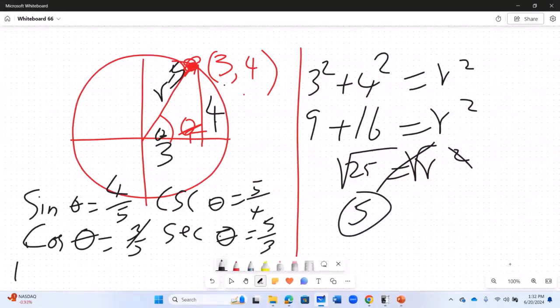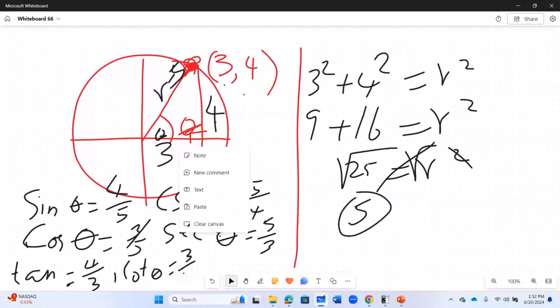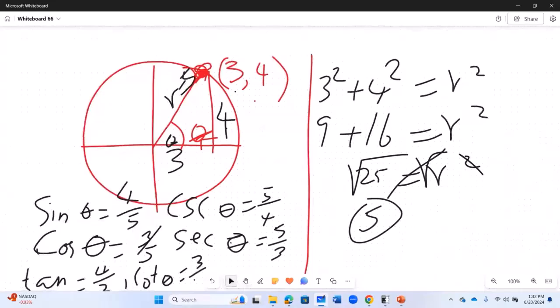And then tangent theta, tangent according to SOHCAHTOA is opposite over adjacent. So opposite to theta over adjacent, 4 over 3. Therefore, cotangent theta is 3 over 4. So I have found the 6 trig ratios of this angle. This is in your test already.